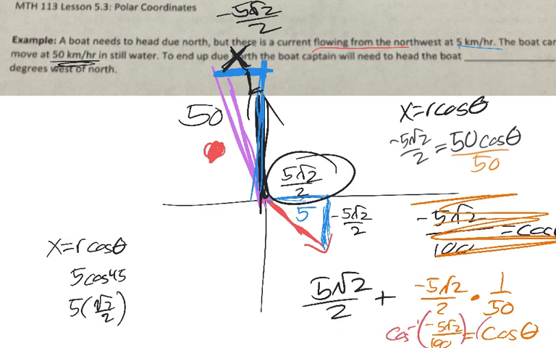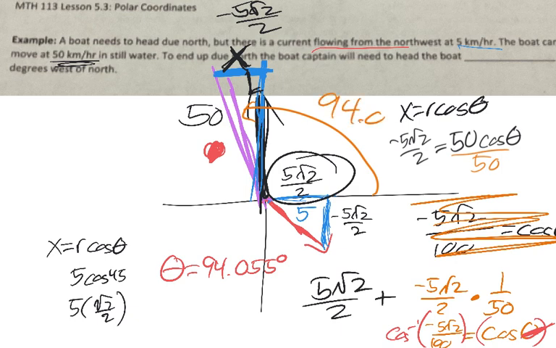Inverse cosine of both sides. Has anybody done that for me yet? The inverse cosine of negative 5 radical 2 over 100 to find theta. 94.055? Which means I've rotated in total 94.055.